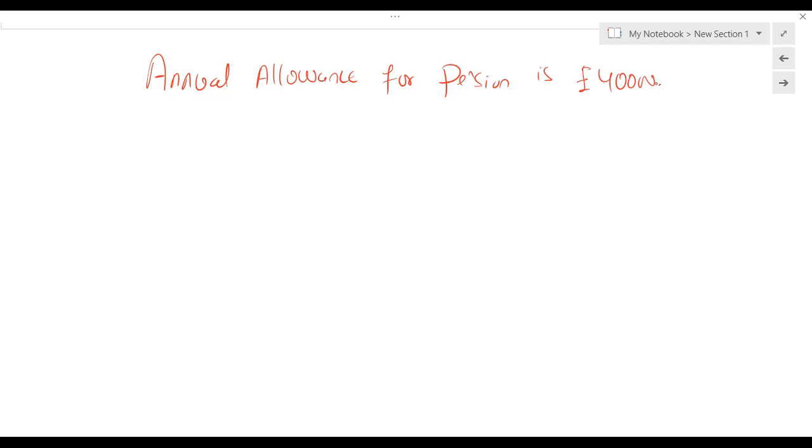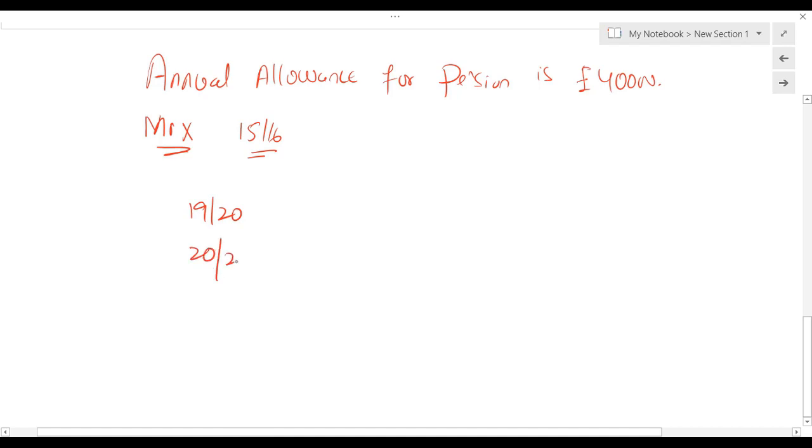Which means that, let's say, I have Mr. X, who is a member of a registered pension scheme, and in our syllabus we have only two registered pension schemes. One is occupational pension plan and another is personal pension plan. Let's say Mr. X became a member of a registered pension scheme in the tax year 15-16. Let's say your examiner says in 1819, 1920, 2021.